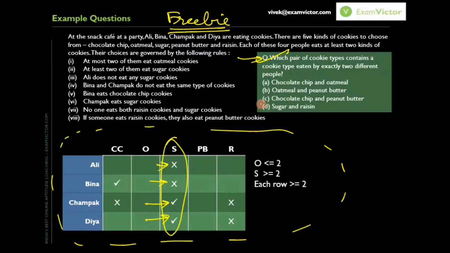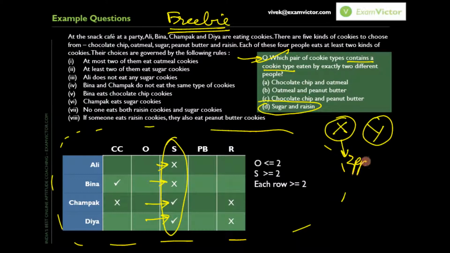Look at the choices. There is only one choice which contains sugar as one of the types of cookies. See, it says which pair of cookie types contains a cookie type eaten by exactly 2 different people. So, let's say you had a pair of cookies X and Y, all they're asking for is that at least one of X or Y, just one, is eaten by exactly 2 people. That is sugar. And there is only one choice with sugar in it. So the answer is D. That's why I said this is a freebie question. If you understand this and you made the table, this question is for free. Even if you don't get the other questions, you get this one.